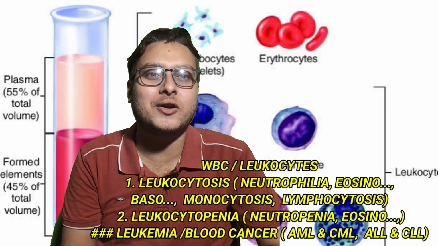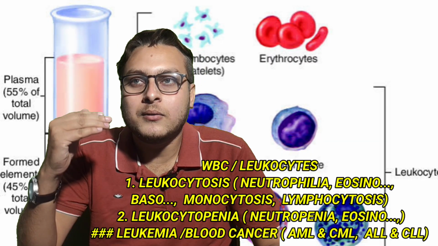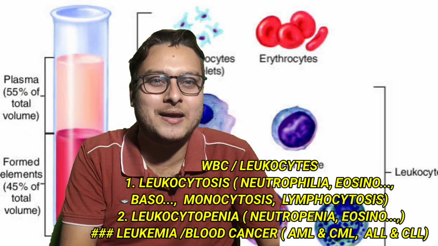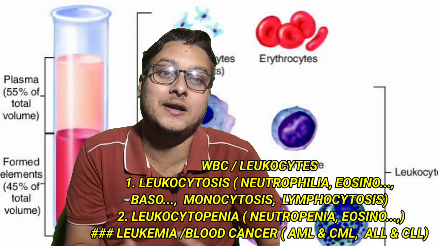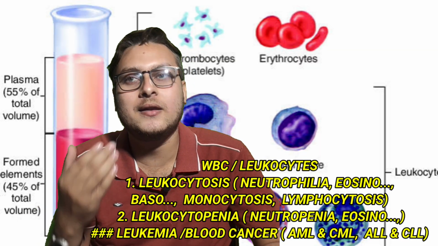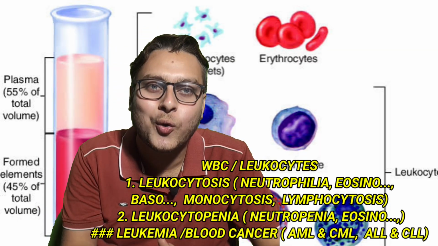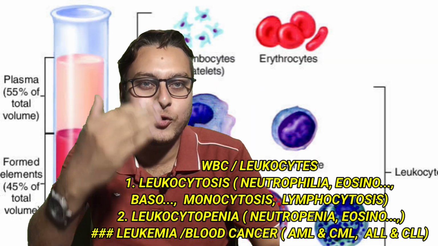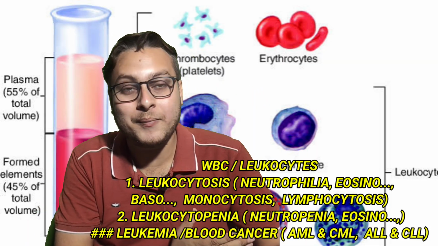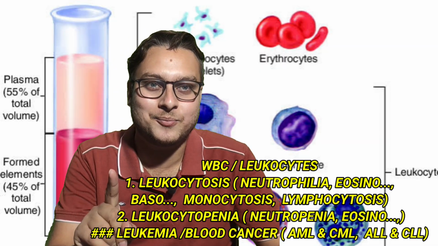In case of WBC related disorders, there are many disorders like leukocytosis and leukocytopenia. Each and every lineage of the cells can be affected. Like in case of neutrophils, there is some condition where the neutrophil count will be increased, and some condition where the neutrophil count will be low. If the neutrophil count is increased, we call this neutrophilia. If low, neutropenia.